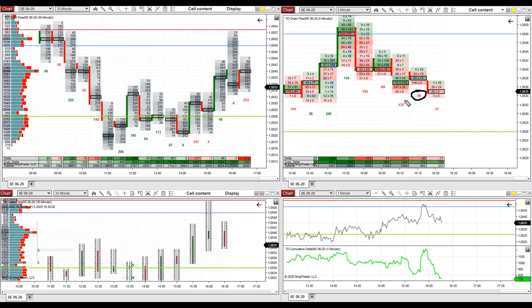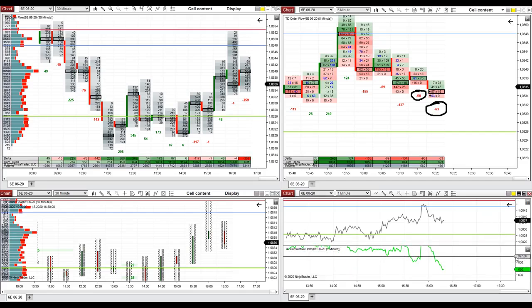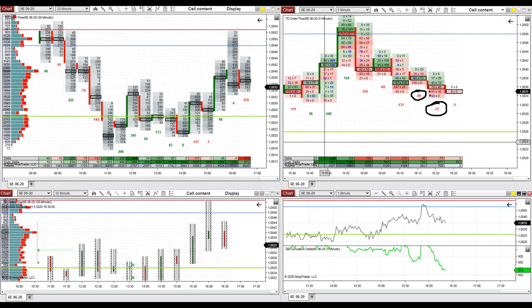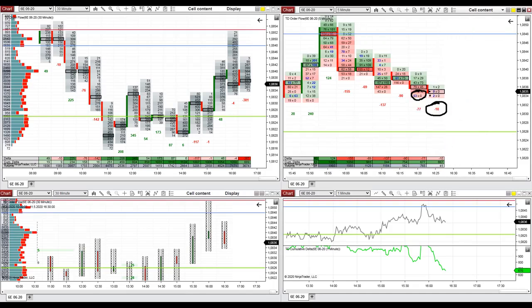Another footprint with negative Delta. Price is dropping. More sellers jumping in. Selling imbalance. Also sellers in here. Negative Delta again. Alright, so we have a complete footprint with negative Delta.